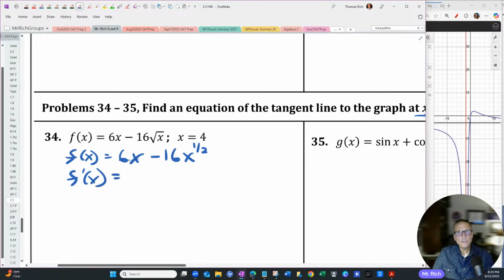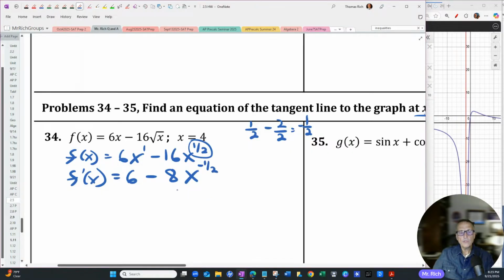Well, the derivative of 6x, remember that's 6x to the 1, so it's going to be 1 times 6 times x to the 0, or just the number 6. Here I take the 1/2 times negative 16, which gives me a negative 8, and then I have to reduce that exponent by 1. And 1/2 minus 1 would be 1/2 minus 2 over 2, which would be a negative 1/2. So this is going to be x to the negative 1/2.